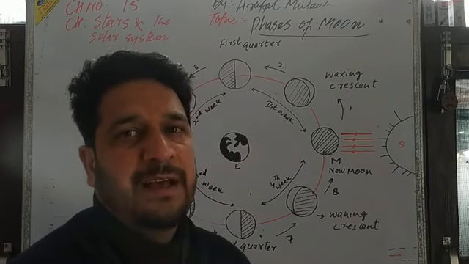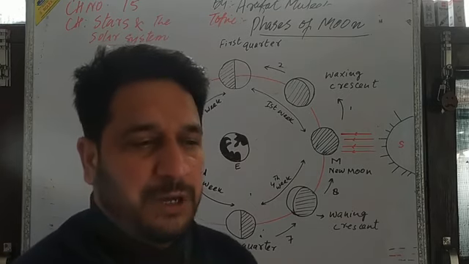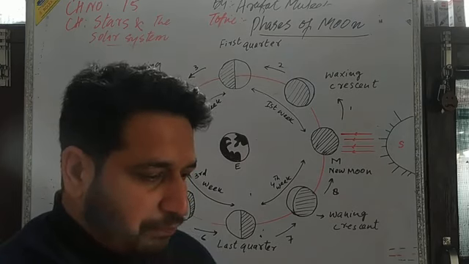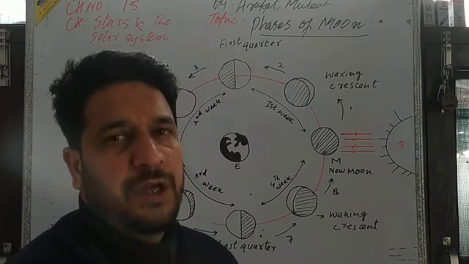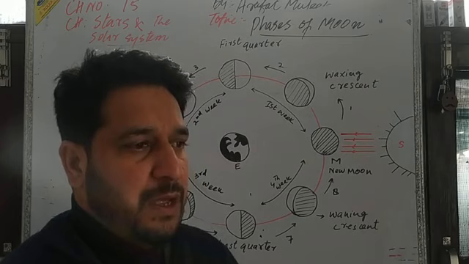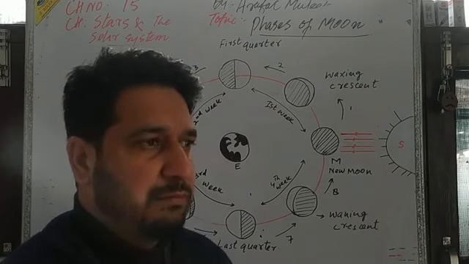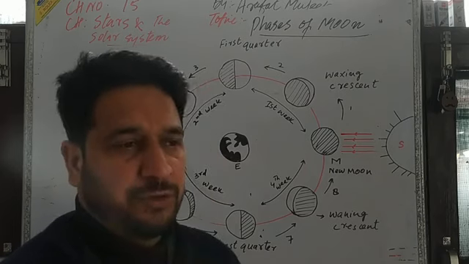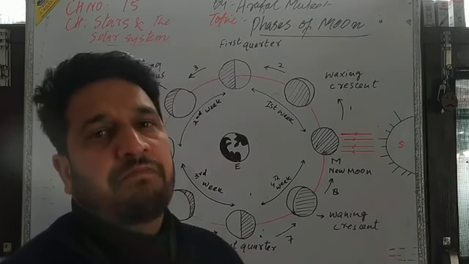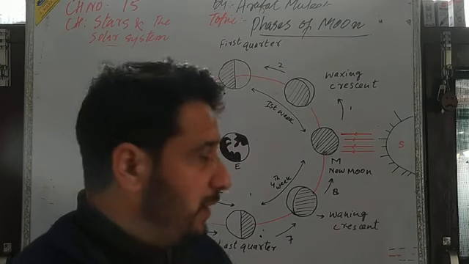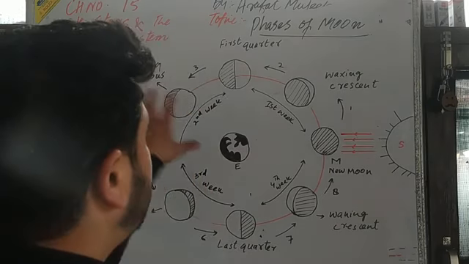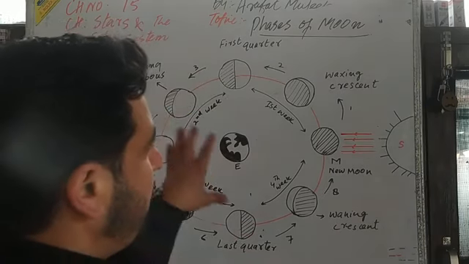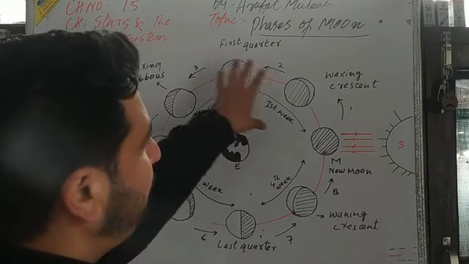it is known as a natural satellite of the earth, and it completes one revolution around the earth in approximately 27.5 days. With the help of this diagram I will teach you about the different phases of the moon.